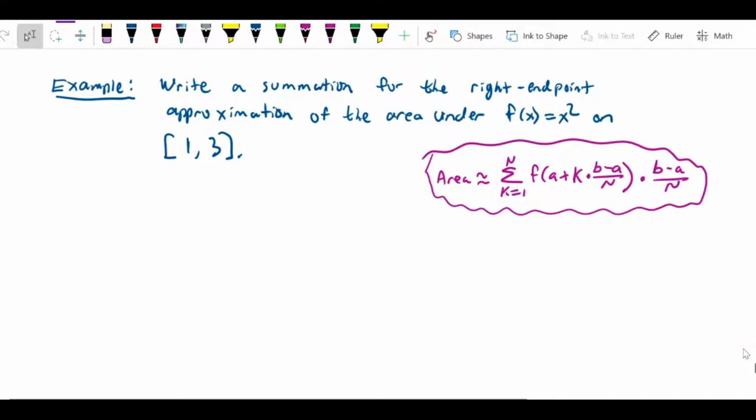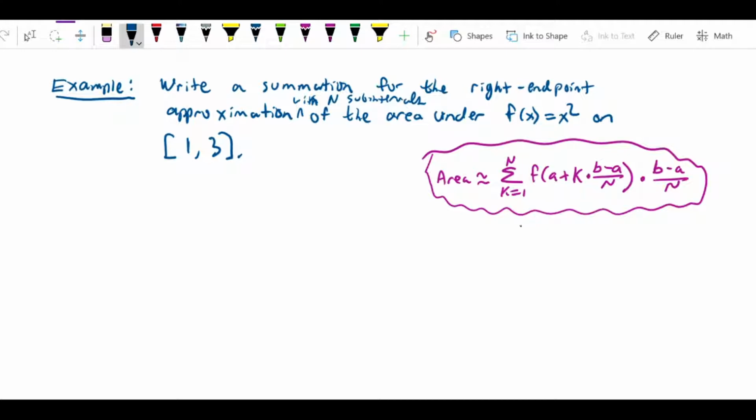Okay, so we're going to use that formula for a right endpoint approximation to write the summation for a right endpoint approximation of the area under f of x equals x squared on the interval 1 to 3. This is with n subintervals. That's the whole point of doing this as a summation, because we don't actually know how many subintervals there are. We can't just write them all out, so we have to write it as a summation.